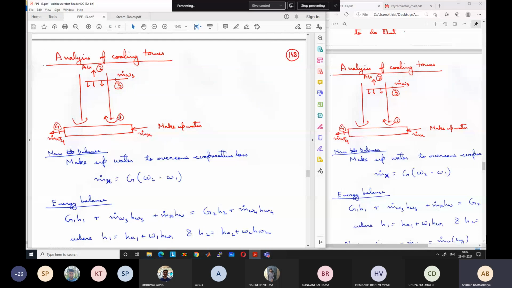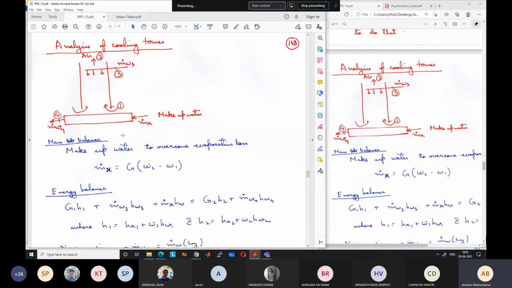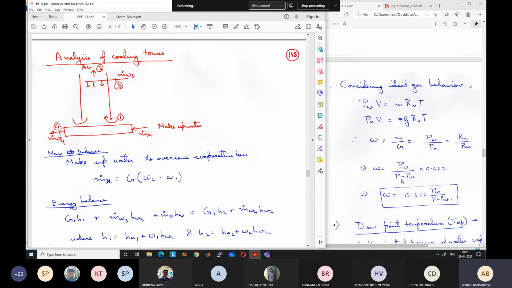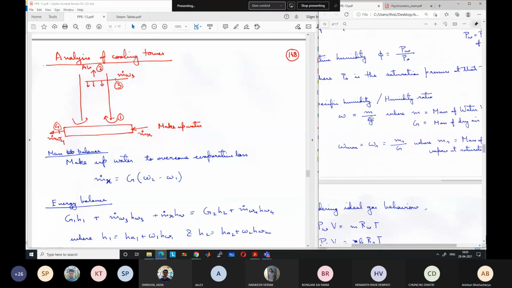At the inlet of the air, the water vapor content in the air is equal to G into omega 1. By definition, we have seen that omega is equal to m by G, or m is equal to omega into G. So at state 1, omega 1 into G, where G is the mass flow rate of dry air, which we will assume remains constant, is the mass flow rate of water vapor at the inlet. After evaporation, the relative humidity and the specific humidity have both increased.